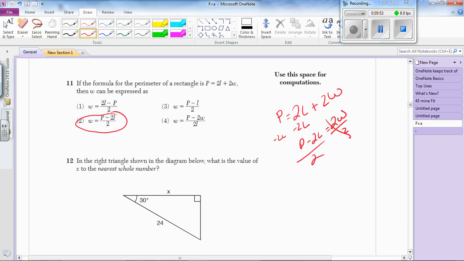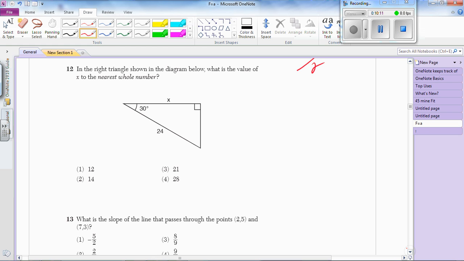Hold on a second now. What are we solving for? Solving for W. So W equals P minus 2L, all over 2. W equals P minus 2L over 2. Alright, I got it right. I almost made a mistake. You know, that can't happen.